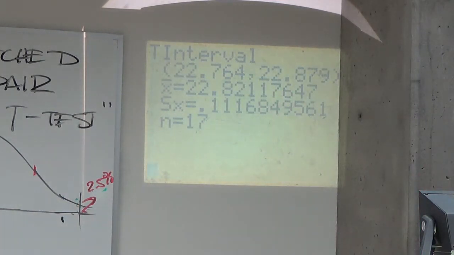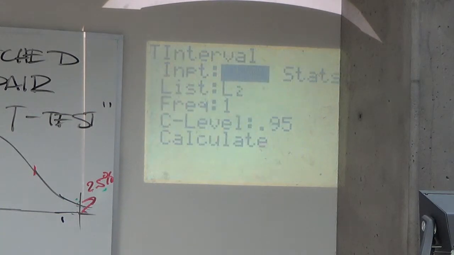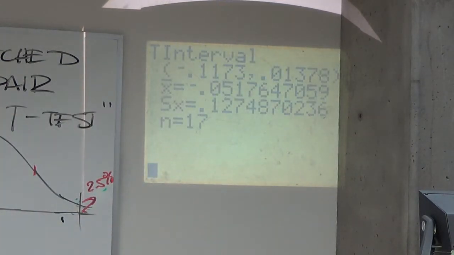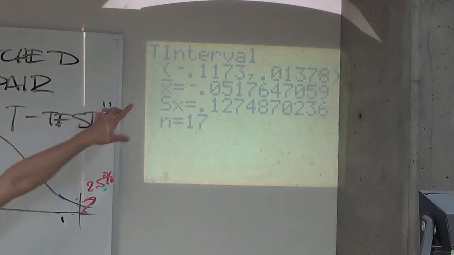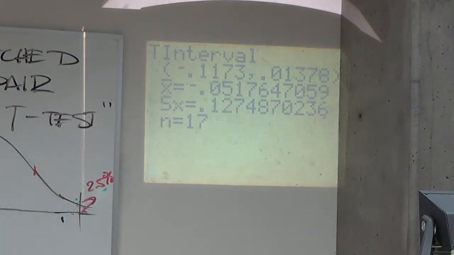Did you catch, even when I erroneously ran the t interval on L3, how this actually echoes what your hypothesis test did? Do you see how that actually echoes the fact that there is no difference between the thumb and the finger? Hold that question. Do you see how this echoes the large p-value? What does it go from? It goes from -0.11 to positive 0.01. What number's in there? Zero's in there, right?